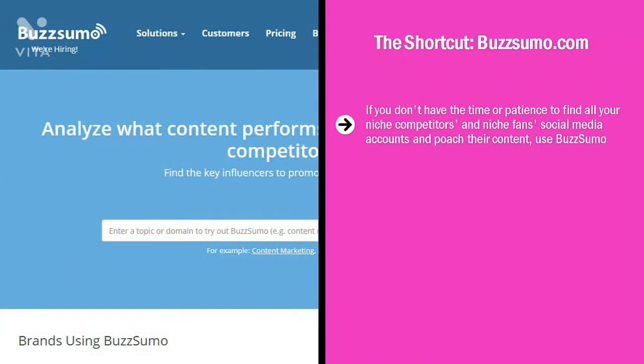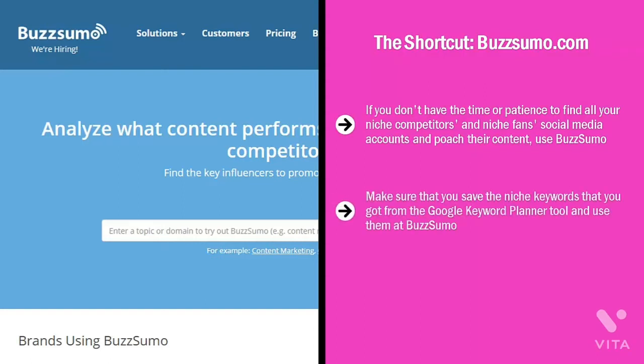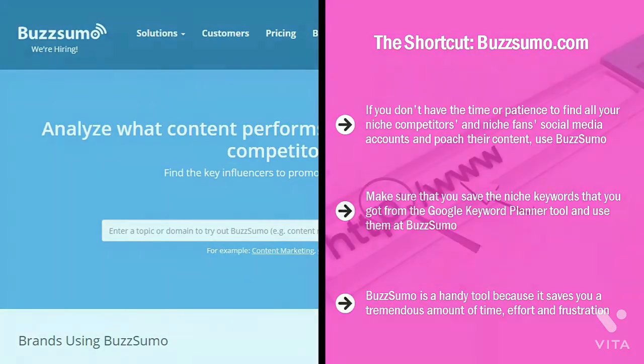buzzsumo.com. If you don't have the time or patience to find all of your niche competitors and niche fans' social media accounts and poach their content, use BuzzSumo. This online tool will scour the major social media platforms for content that is directly related to your niche keywords. Make sure that you save the niche keywords that you got from the Google Keyword Planner tool and use them at BuzzSumo. You will see a lot of content that has been filtered already based on certain social signals like retweets or shares. BuzzSumo is a handy tool because it saves you a tremendous amount of time, effort, and frustration.